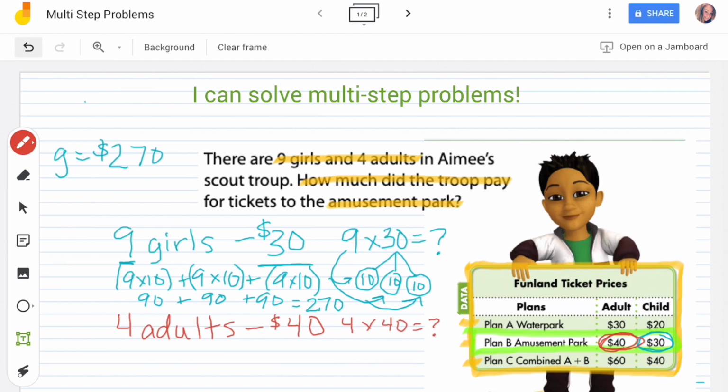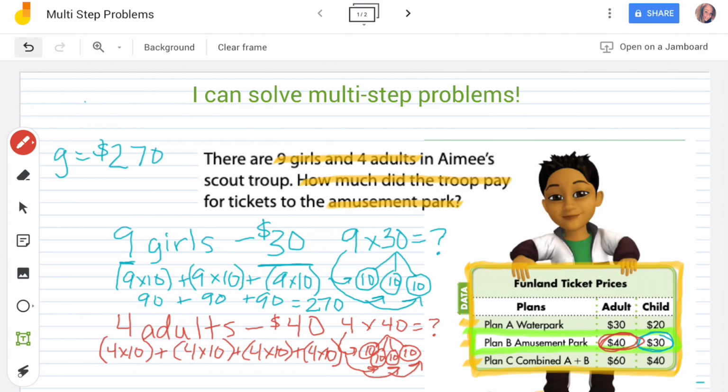I can do the same thing I did above and create a number bond for 40. If I want to take out groups of 10, since those are easy to multiply by, how many groups of 10 are there in 40? 10, 20, 30, 40. There are four. So that means my number bond must have four pieces. So there are my 10s. I know that each of these 10s must be multiplied by four. So that's going to leave me with 4 times 10 plus 4 times 10 plus 4 times 10 plus 4 times 10.